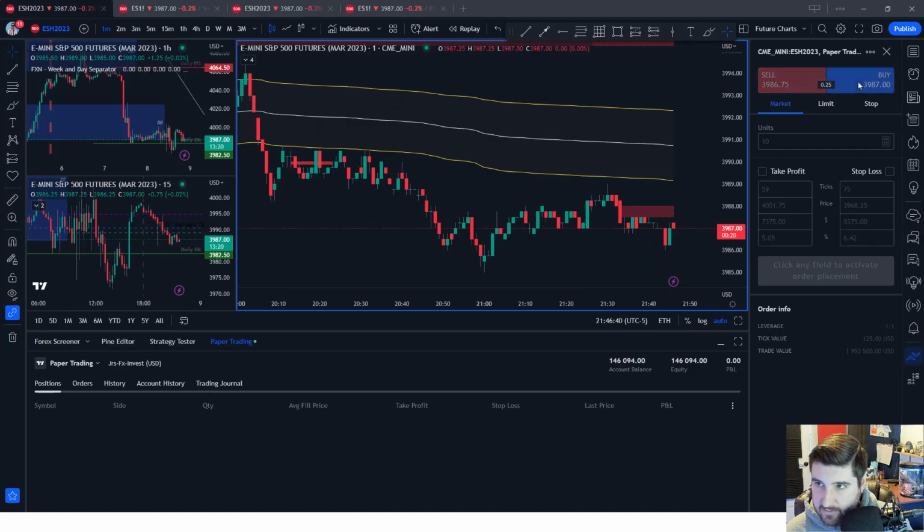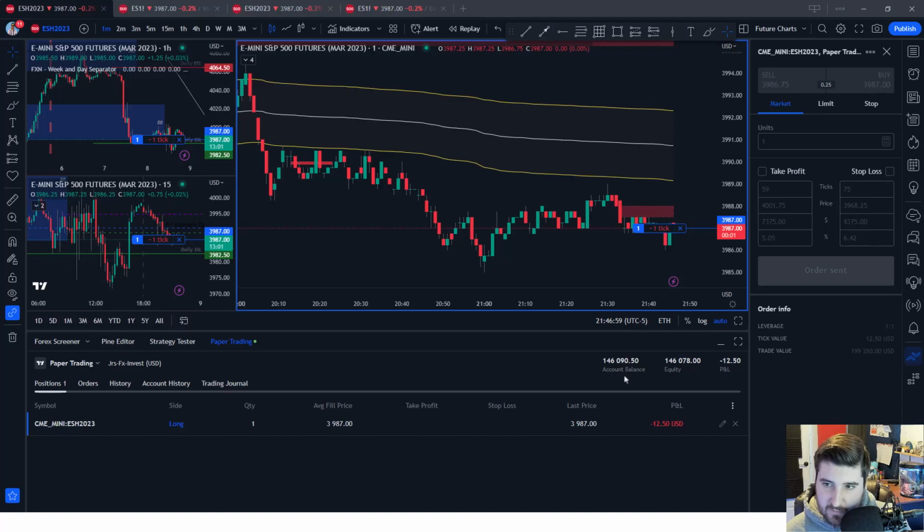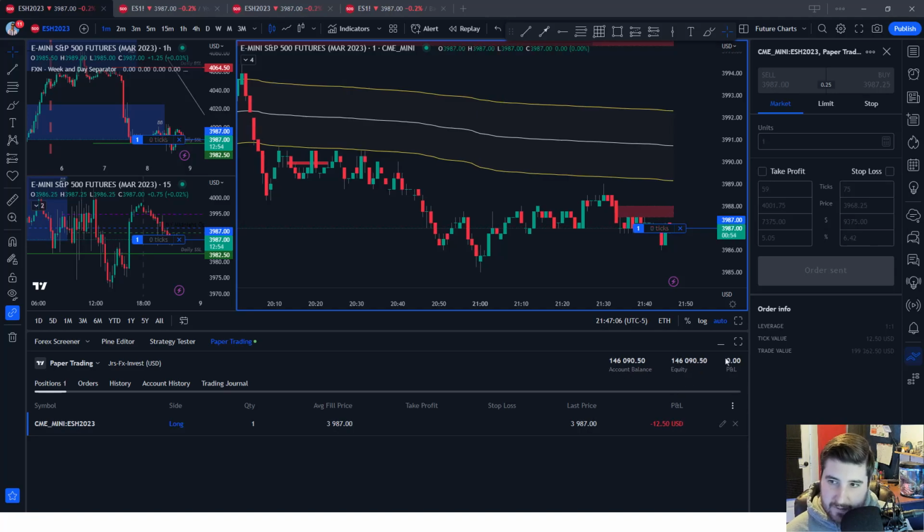So let me open a trade real quick. We're gonna hit just buy. Oh, not 10. Let's buy one real quick. And then look, since I'm down $12.50, my equity is $146,000.78. My account balance was at 90.50, but because I have a trade open and we lost 12, that is my equity. And well, now we're break even, so I'm gonna close this.